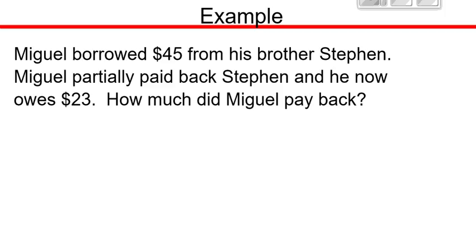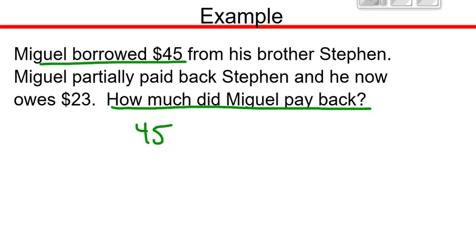Okay, Miguel borrowed $45 from his brother Stefan. Miguel partially paid back Stefan, and he now owes $23. How much did Miguel pay back? Okay, so here's what the question is asking. How much did he pay back? He started with $45, partially paid back Stefan. So he paid him back some money. We don't know how much. And he now owes $23. So he owes $23 total.